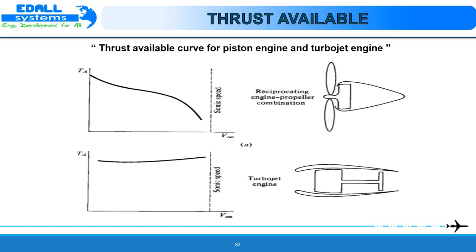On the other hand, the thrust of a turbojet engine is relatively constant with velocity. These two power plants are quite common in aviation today. Reciprocating engine-propeller combinations power the average light, general aviation aircraft, whereas the jet engine is used by almost all large commercial transports and military combat aircraft.